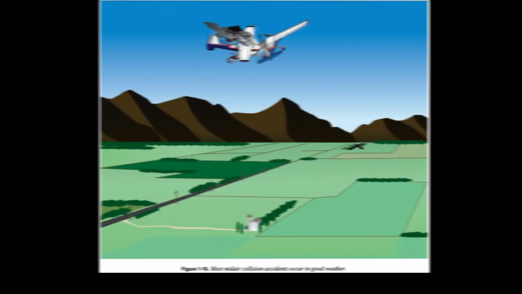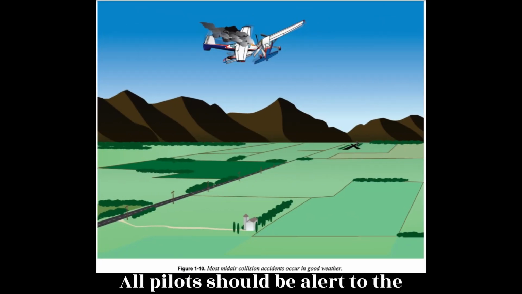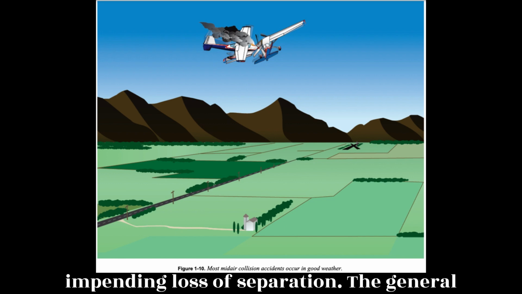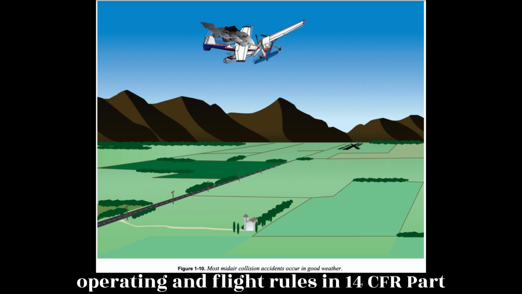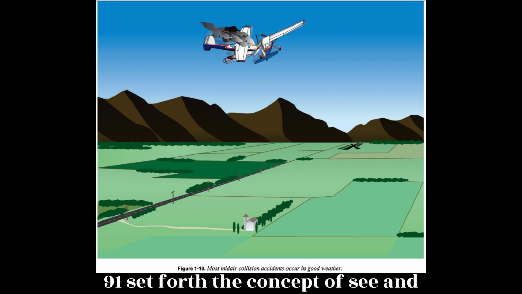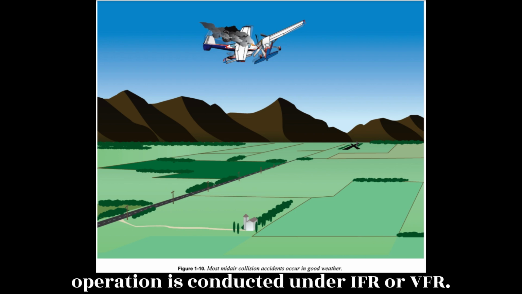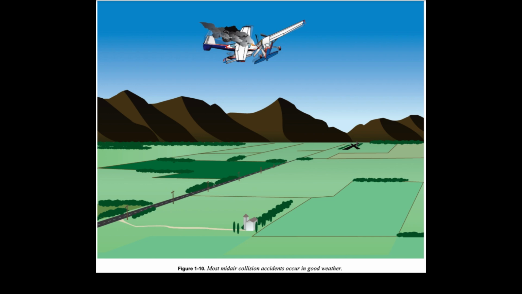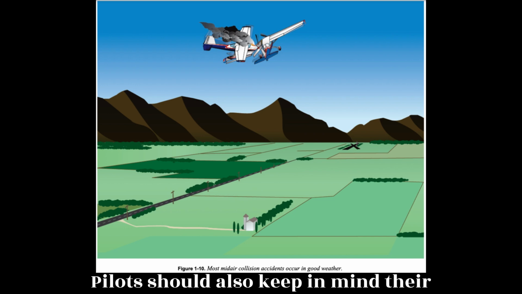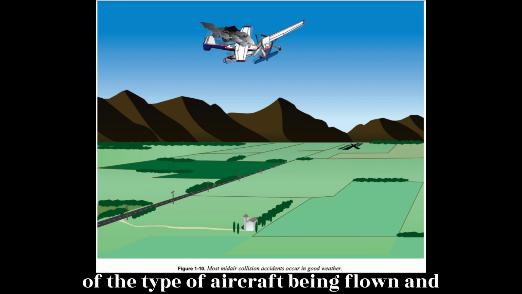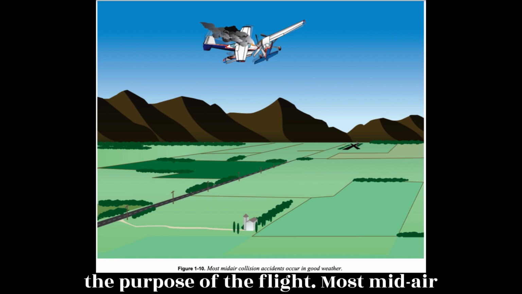Collision avoidance. All pilots should be alert to the potential for mid-air collision and impending loss of separation. The General Operating and Flight Rules in 14 CFR Part 91 set forth the concept of see and avoid. This concept requires that vigilance shall be maintained at all times by each person operating an aircraft regardless of whether the operation is conducted under IFR or VFR. Pilots should also keep in mind their responsibility for continuously maintaining a vigilant lookout regardless of the type of aircraft being flown and the purpose of the flight.